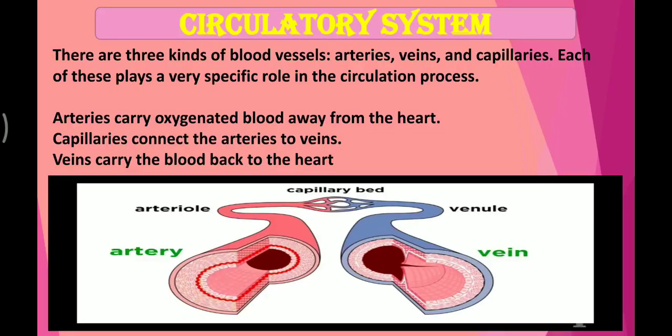Actually, in the circulatory system, there are three important components: blood, blood vessels, and the heart. In blood, there are three important cells: RBC, red blood cells; WBC, white blood cells; and platelets. Now, in blood vessels, there are three types: arteries, veins and capillaries. Each of these plays a very specific role in circulation.